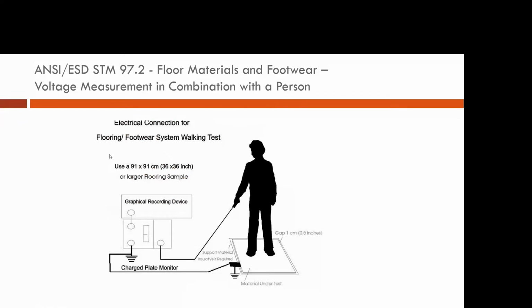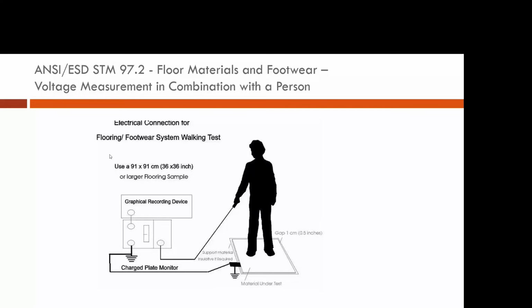And the final test that we use to qualify an ESD floor is ANSI ESD STM 97.2, combination of voltage measurement with the human being. So this is what we call the static propensity, or the ESD cha-cha. The operator will have their ESD heel grounders or ESD shoes on. They would get on top of a part of the floor, and they would hold a probe in their hand that is connected to the meter, and the meter is connected to the ESD floor. And the person is going to start to walk on the floor.